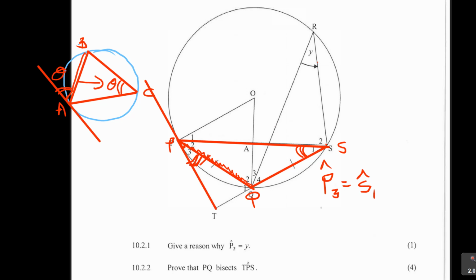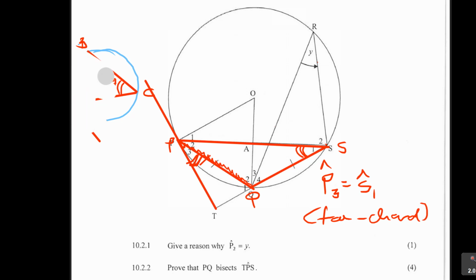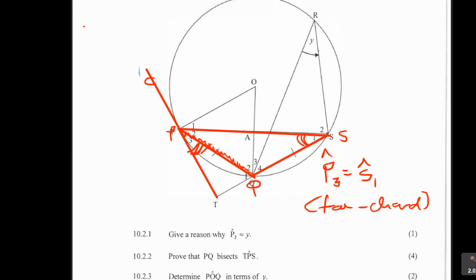What is the reason? The reason is tan chord theorem. It's the tan chord. So if we agree that that is that, now something interesting. How many marks is this thing? Let me see. It's 4 marks. It makes sense. Now we know that P3 is equal to S1, but again we have got some interesting information here. Look at this.